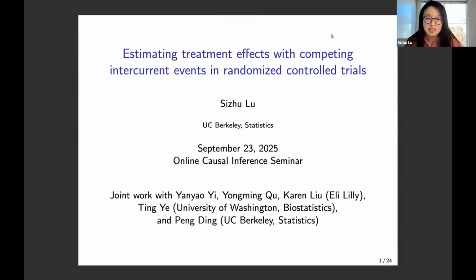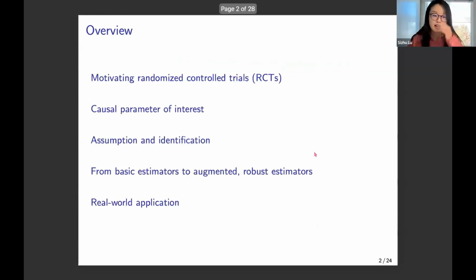Hi everyone. I'm Sizhu. I'm a PhD student in the stats department, and today I'm very happy to present our recent work on estimating treatment effects with competing intercurrent events in randomized controlled trials. This is a joint work with Yan Yao, Yongming, and Karen, three statisticians from Eli Lilly and Company, with Professor Ting Ye from University of Washington, and also with my advisor, Professor Peng Ding. And here is an outline of today's talk.